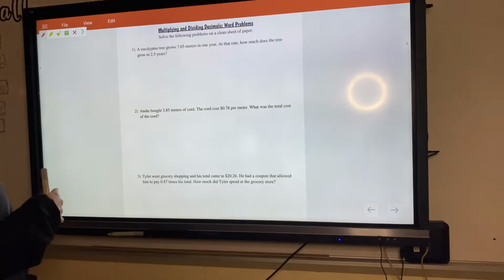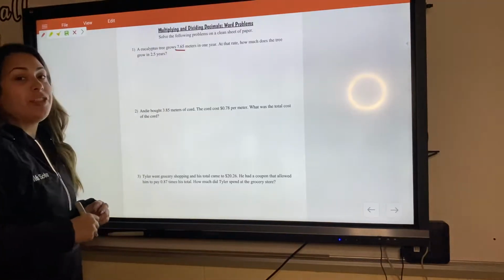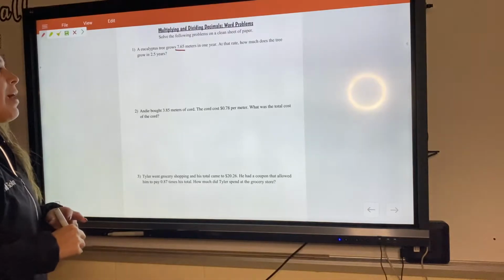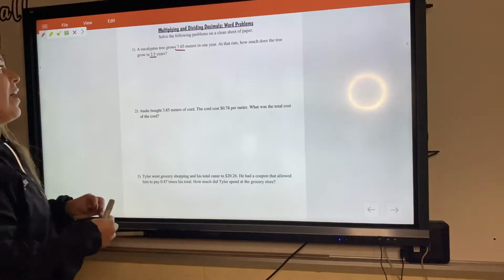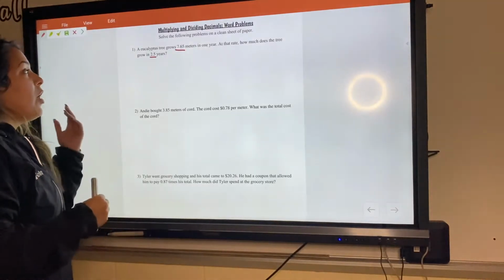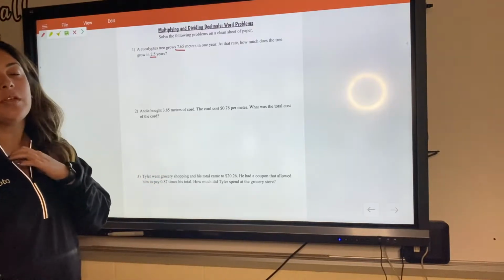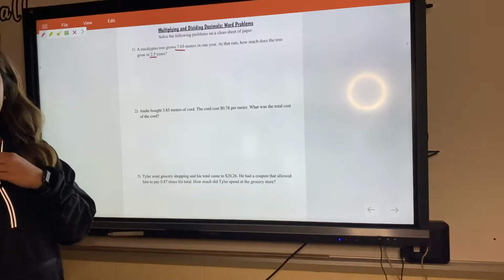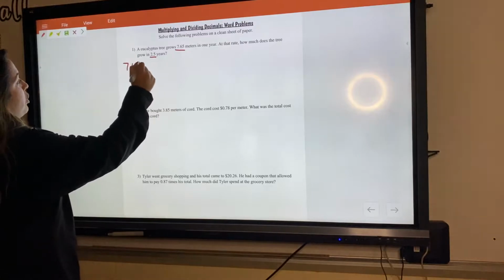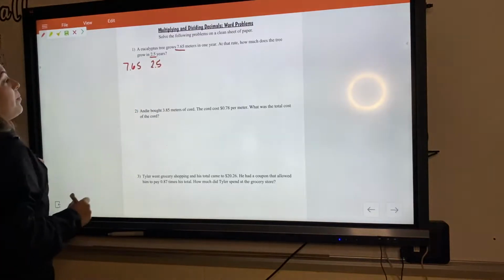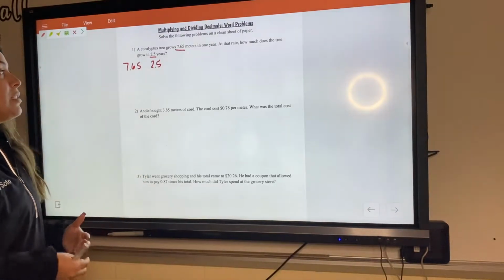Number 1 says a eucalyptus tree grows 7 and 65 hundredths meters in 1 year. At that rate, how much does the tree grow in 2.5 years? So as I was reading that, I like to underline the numbers in the word problem to see if these are the numbers that I'm using. So over here, I'm just gonna write 7 and 65 hundredths and 2.5. I don't have a symbol to put here because I don't know what operation we're doing just yet.